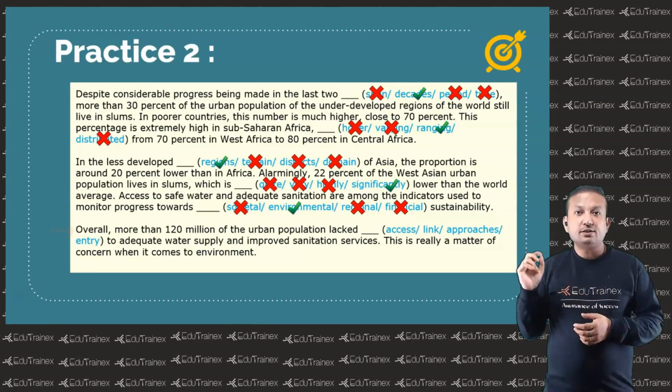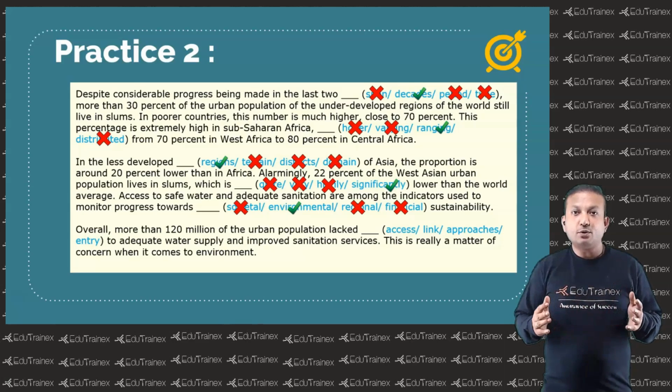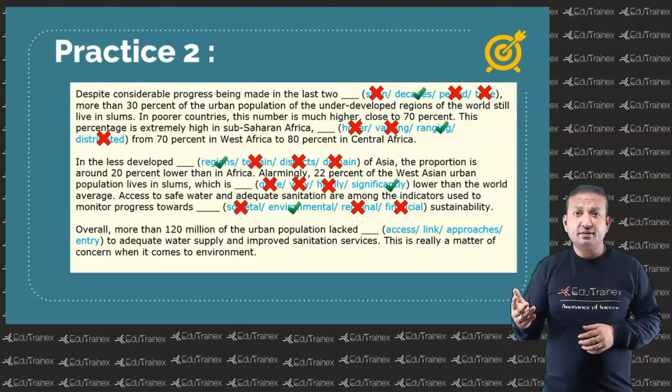Finally, the last sentence with blank is, "Overall, more than 120 million of the urban population lacked dash to adequate water supply and improved sanitation services." And our options are access, link, approaches, entry. So let's try to understand the meaning of the options here and then eliminate the ones which can't fit. Are we really talking about approaches or entry?